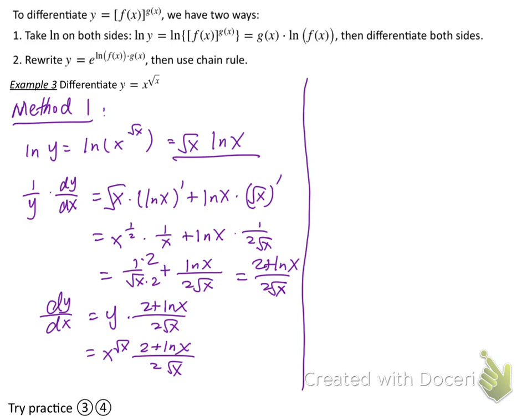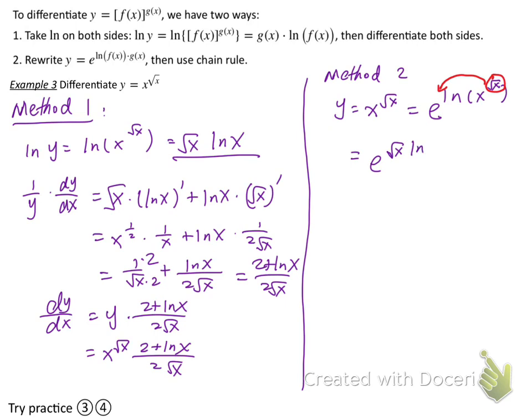The second way, we know that exponential and logarithmic functions are inverses of each other, so y, which is x to the power of radical x, is also e to the ln of the same thing, x to the radical x, on the exponent. Then I keep the e and I bring my exponent of a log to the front, radical x ln x.